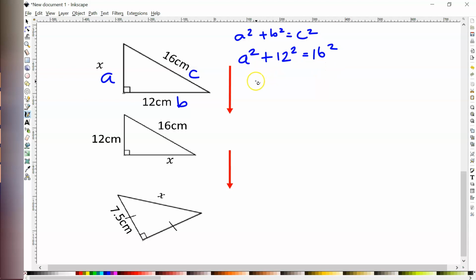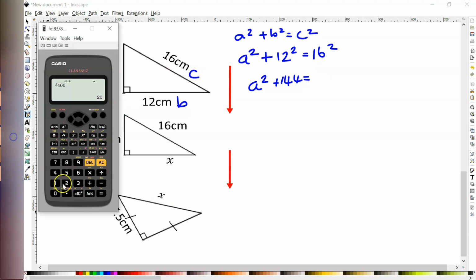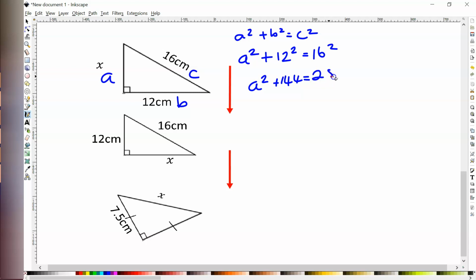So if I work this one out, that would be a squared plus 144 equals, that's 12 squared, 16 times 16, 256. So if you think for a second, we need a number squared plus 144 equals 256, but for now we'll just work it out.